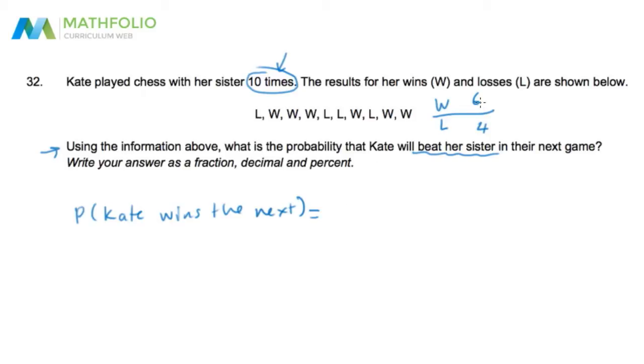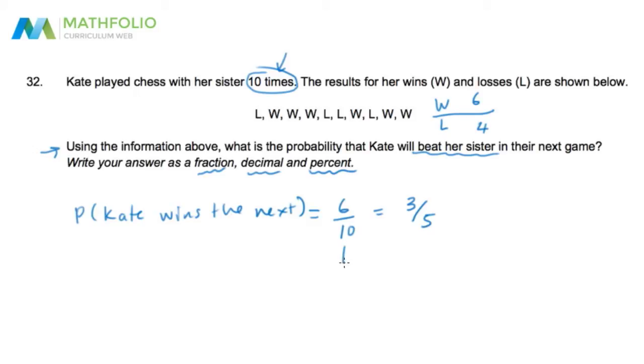And over here we see that 6 out of 10 was a win. So we observed 6 out of 10 times as the probability that she would win based on what did happen in the past. So this is the fraction. It also wants us to leave our answer as a decimal and a percent. So before we do the decimal and percent, this fraction can be simplified to 3/5.